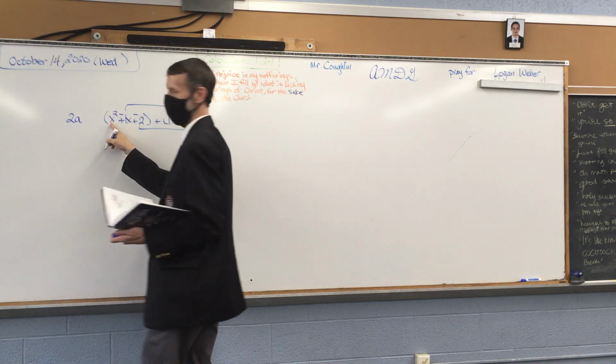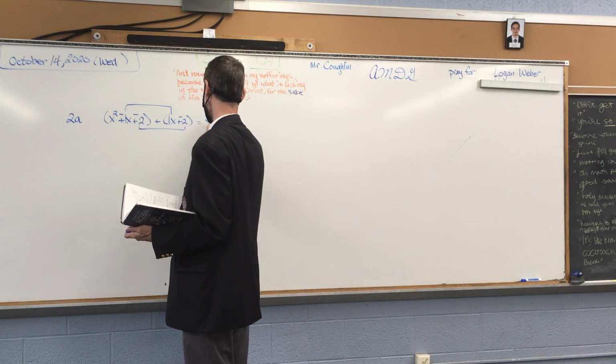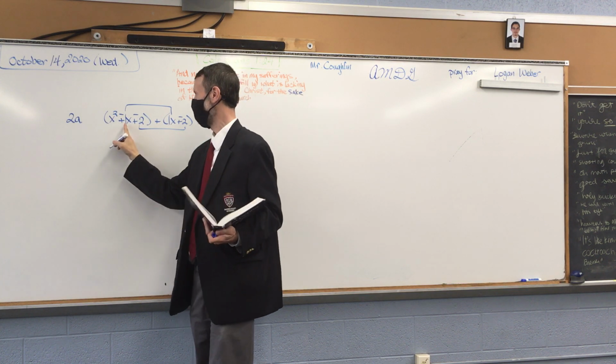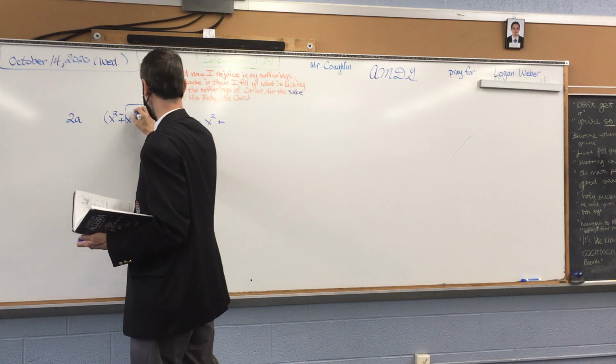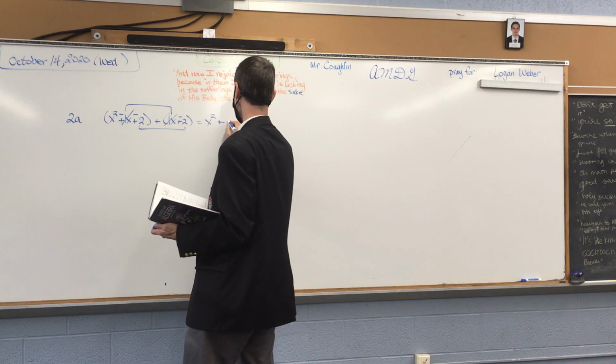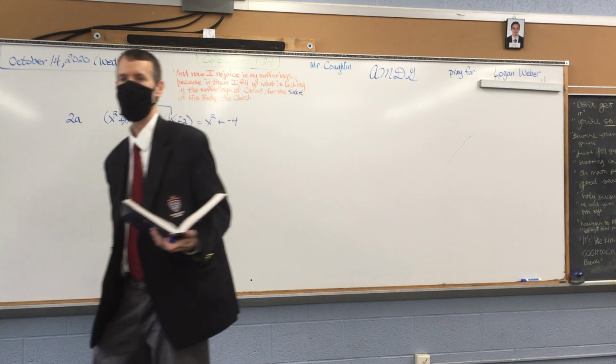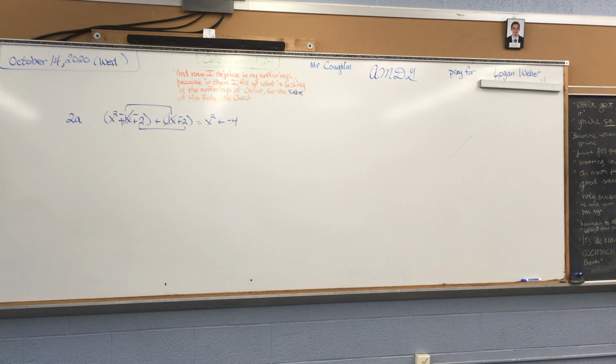There are no like terms for x squared, so just leave it as x squared plus, what's negative 1x plus positive 1x? Yeah, 0. They cancel. And then negative 2 plus negative 2 is negative 4. That's your answer. Does that make sense?